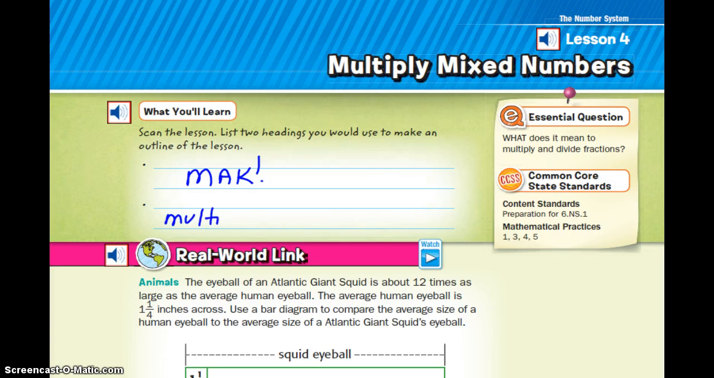The MAC attack means to multiply, add, and keep the denominator. So again, multiply, add, keep the denominator. Let's look at the real world problem.